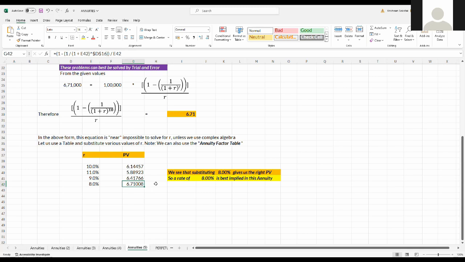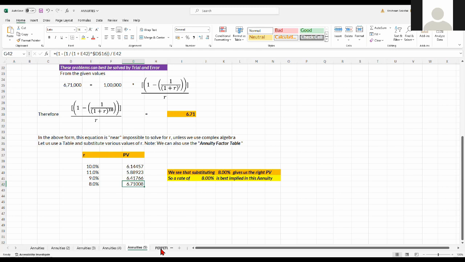Now we have seen enough variety of annuities, and most of the problems in annuities will circle around some of these kinds of problems. The only challenge is to find out what are the cash flows that you have to consider as annuities. That is the main challenge. So now we will look at perpetuity.